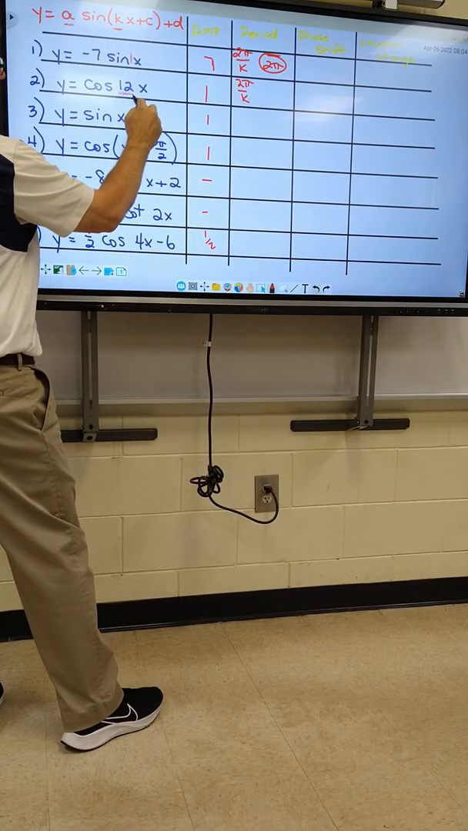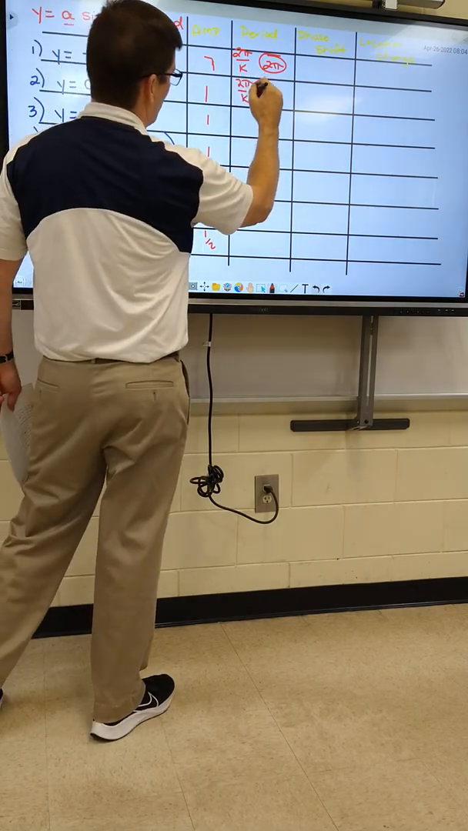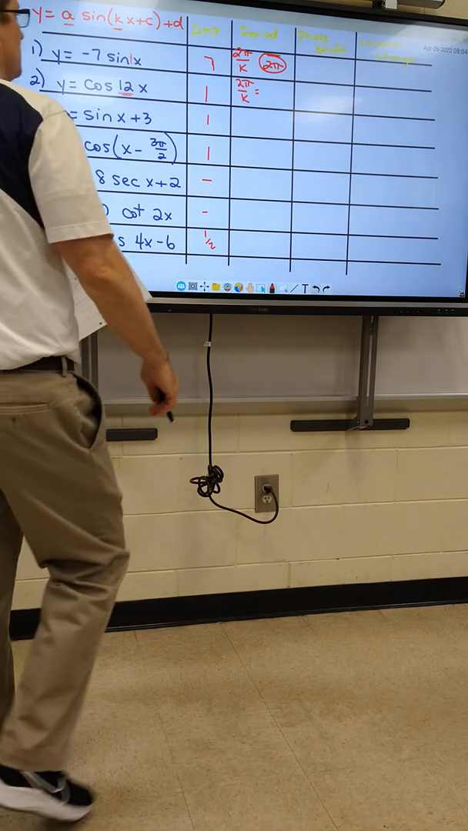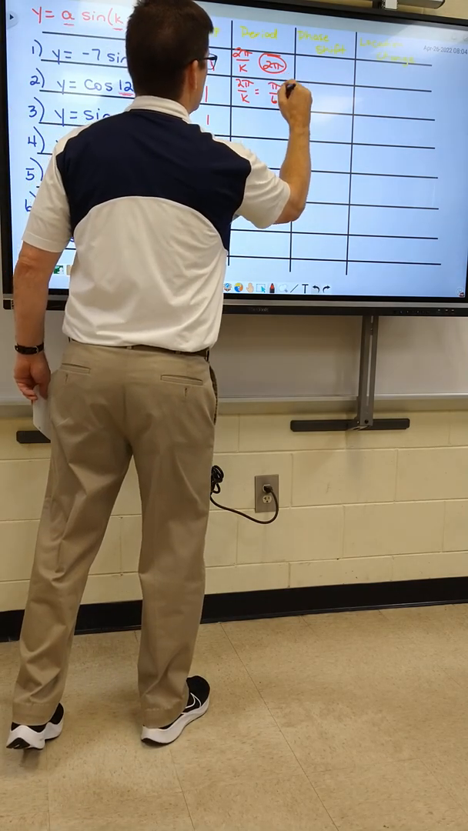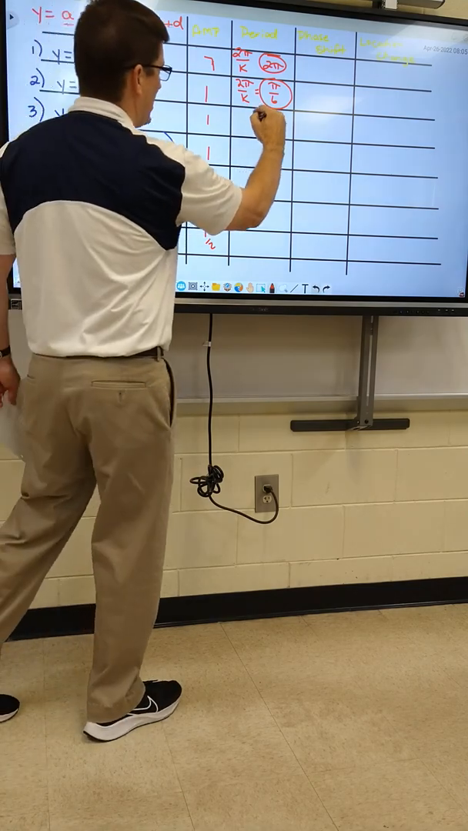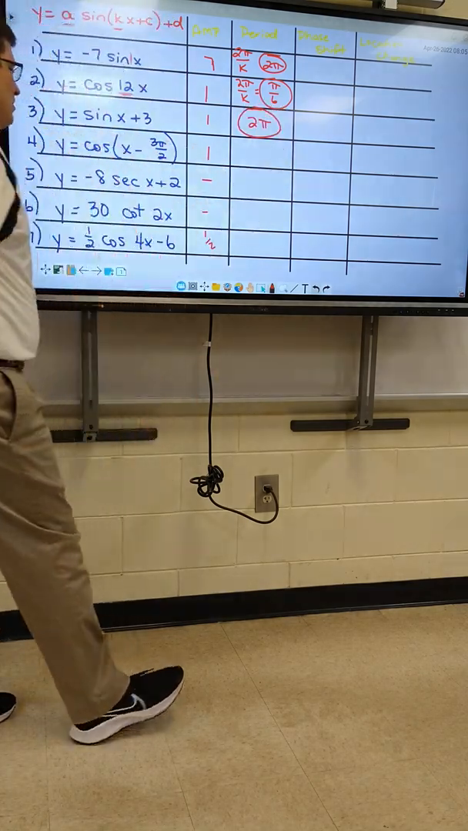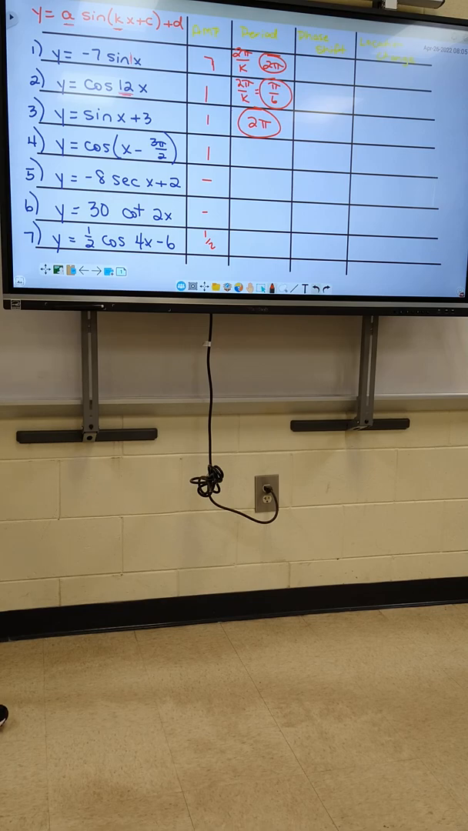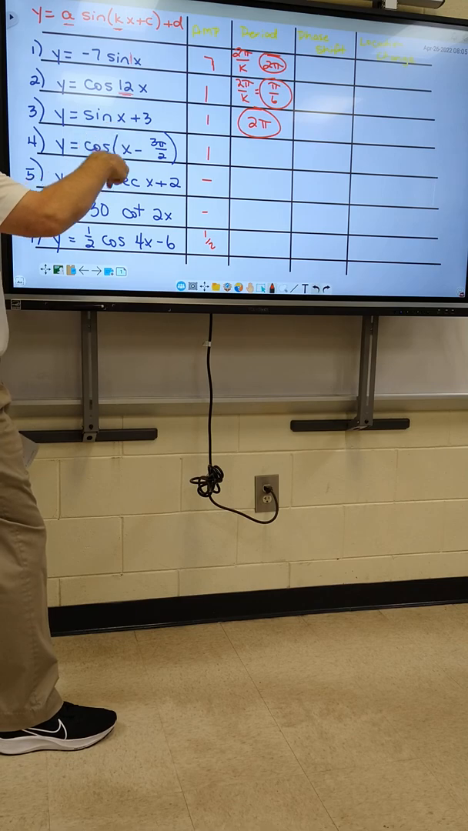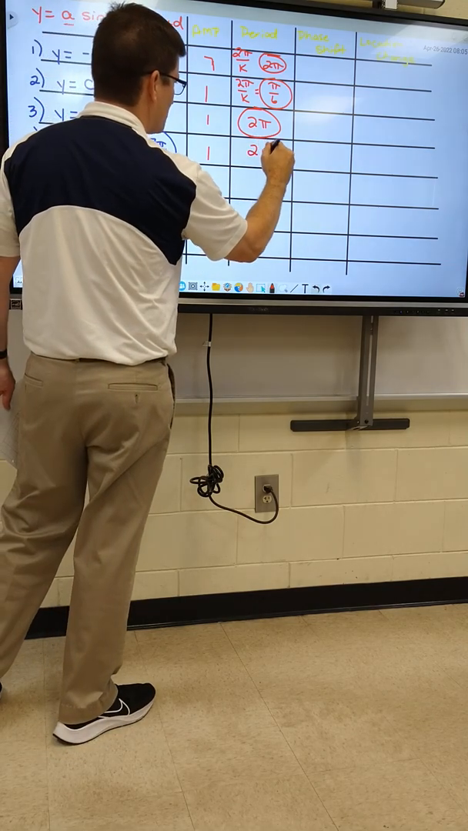Again, well, hold up, this time my k is 12. So 2 pi over 12, put it in your calculator, see what you get. Pi over 6. So our answer on that was pi over 6. All right, number 3 should be an easy one. That's a 1. 2 pi over 1 is 2 pi. Number 4, I got a 1 again in front of my x. That makes it easy. 2 pi over 1 is 2 pi.